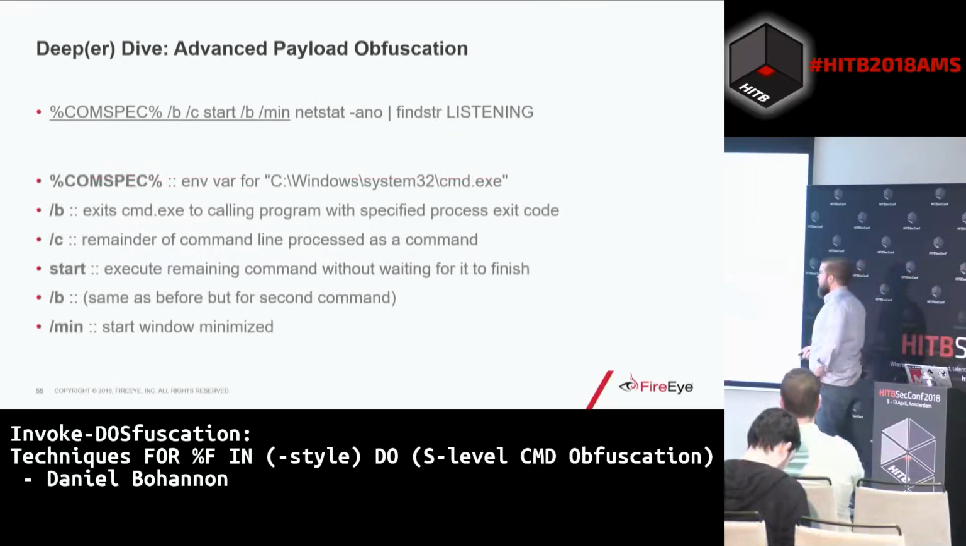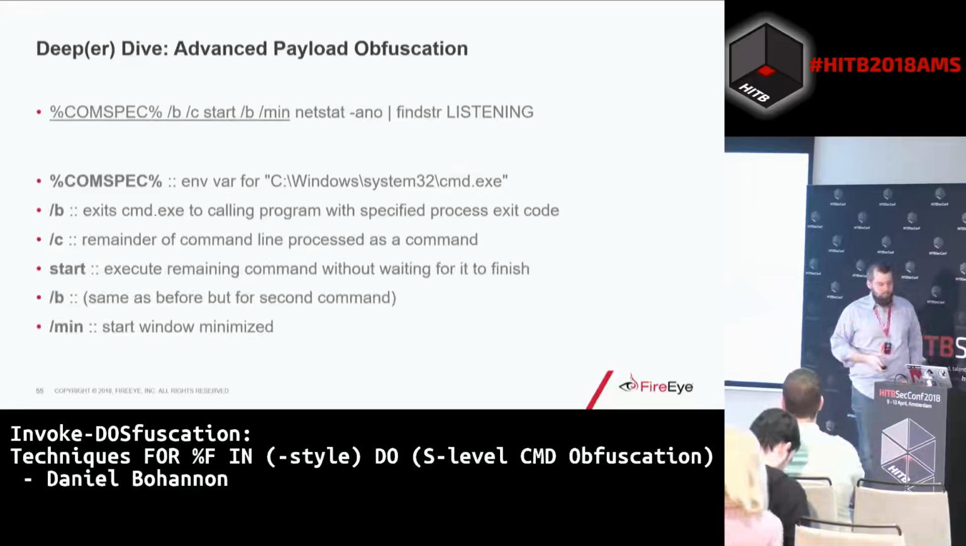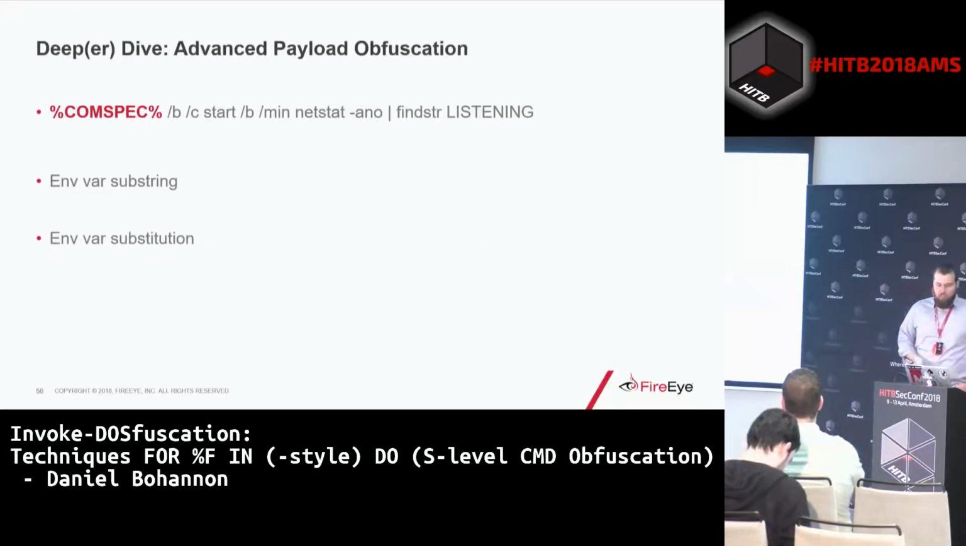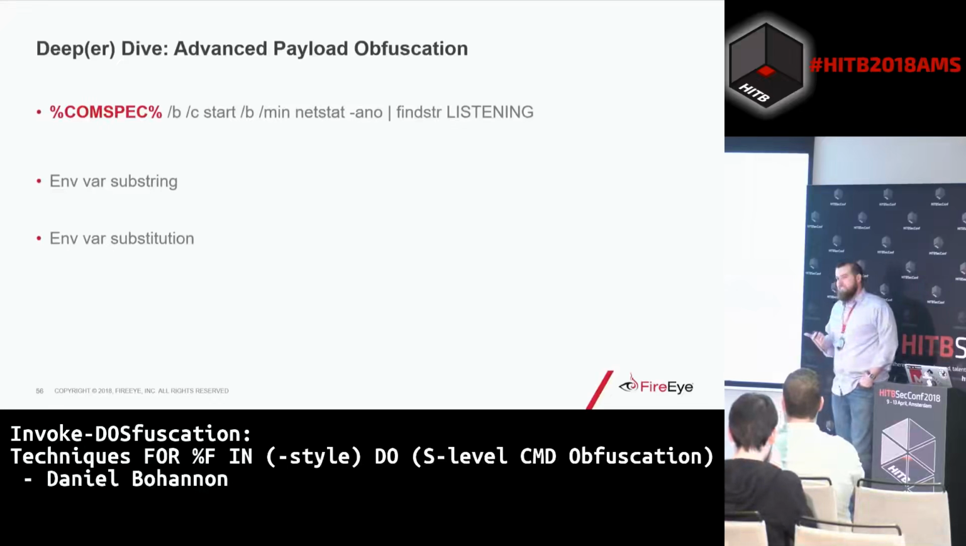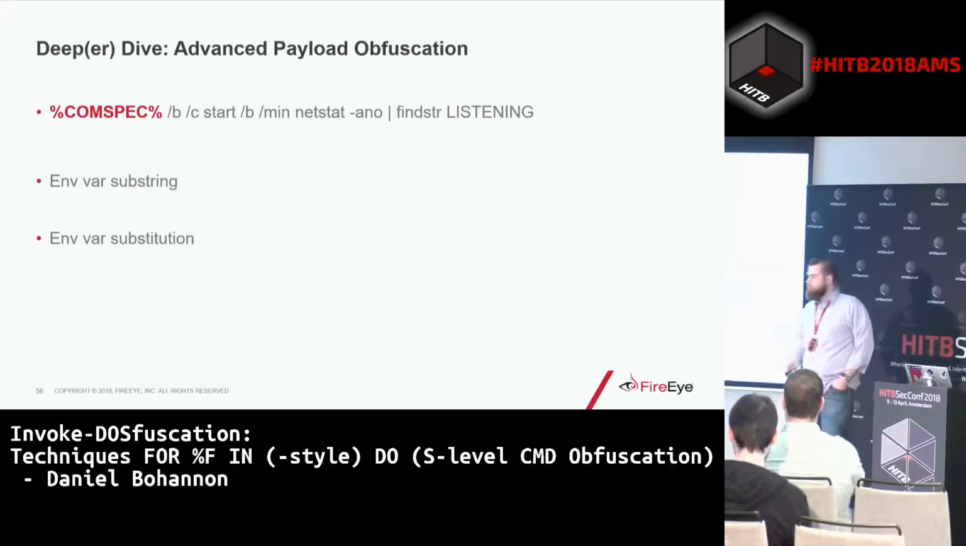So this first part, comspec, is the environment variable with the full path to cmd.exe. /b is exit code, /c, the remainder is arguments, etc. So if we have defenders who are looking for comspec in registry and services and event logs and stuff like that, what are ways that we can still get the same value of comspec but not show up as %comspec%?